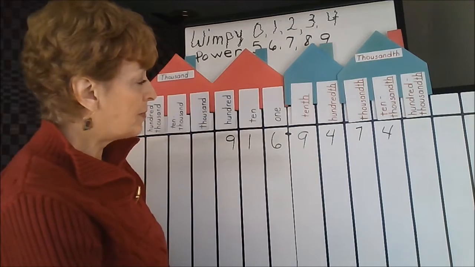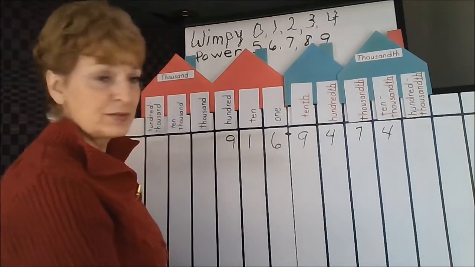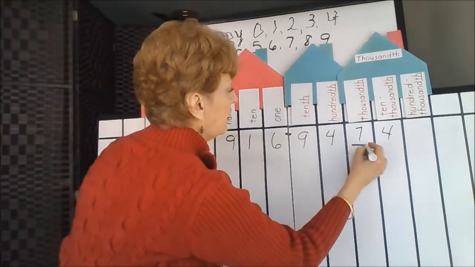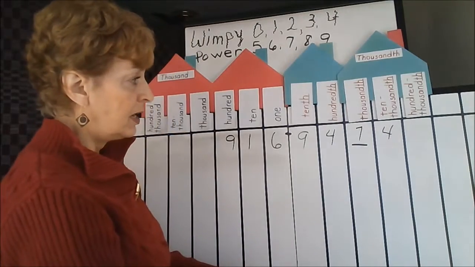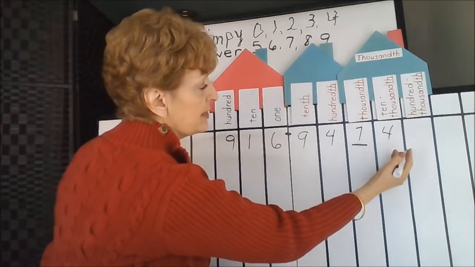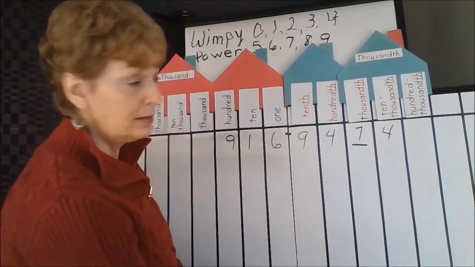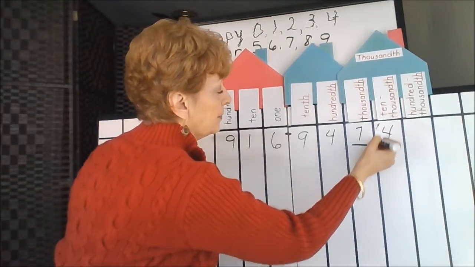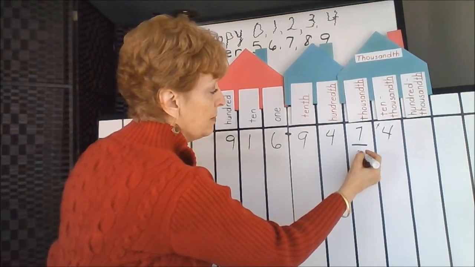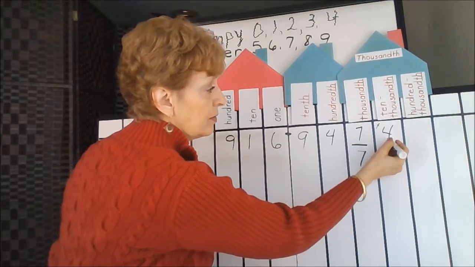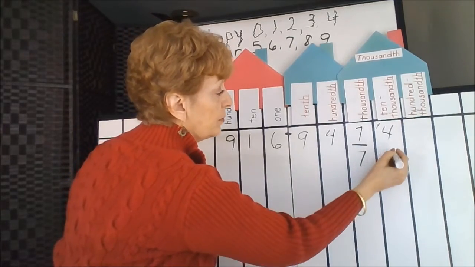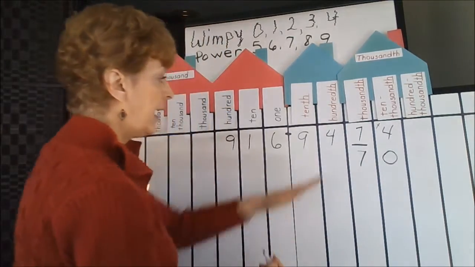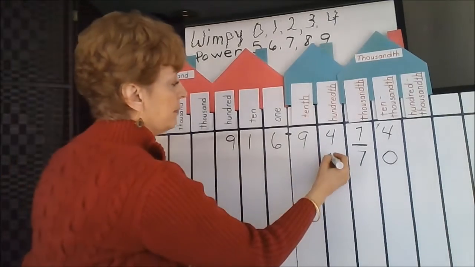Let's say we're rounding to the nearest thousandth, which would be 7. The number to the right of the 7, 4, is wimpy. It has no power. So the 7 remains the same. The 4, anything after it, turns into a 0, and everything else gets copied.